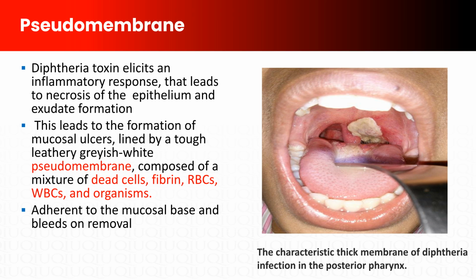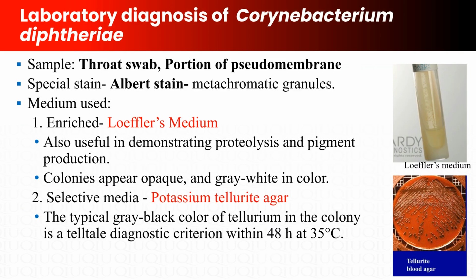The photograph shows the characteristic thick gray membrane covering the posterior pharynx. Notice how it forms a confluent coating over the tonsils and pharyngeal wall. This membrane can extend to cover the uvula, soft palate, and can extend downward into the larynx and trachea, causing potentially fatal airway obstruction.